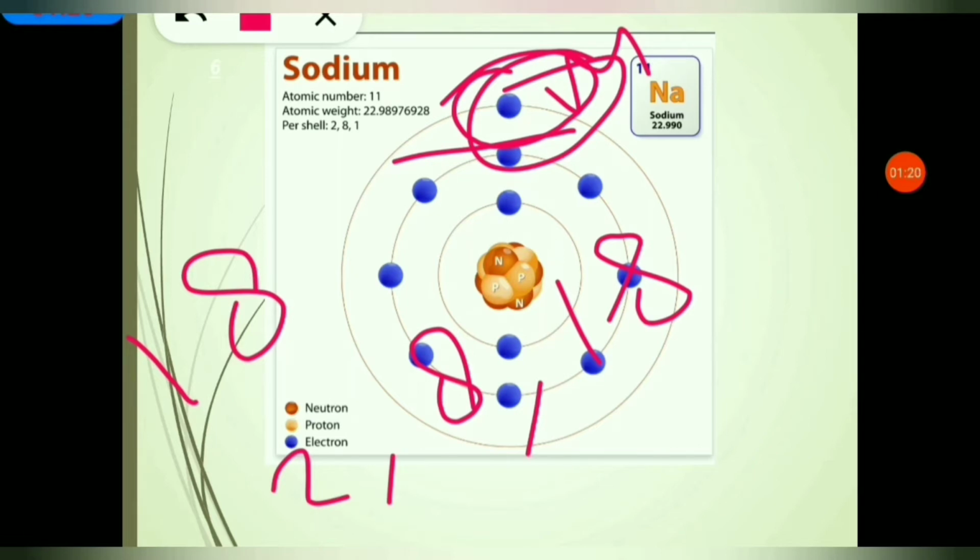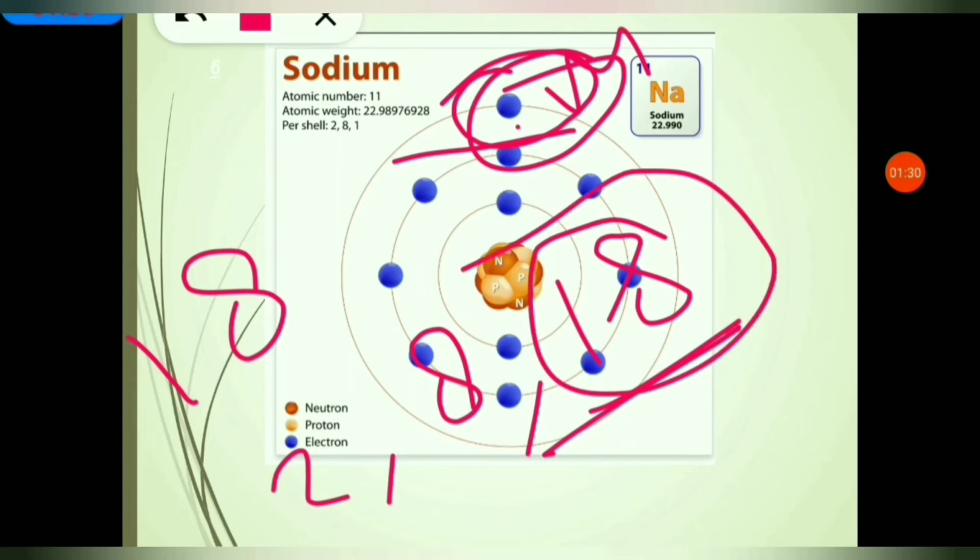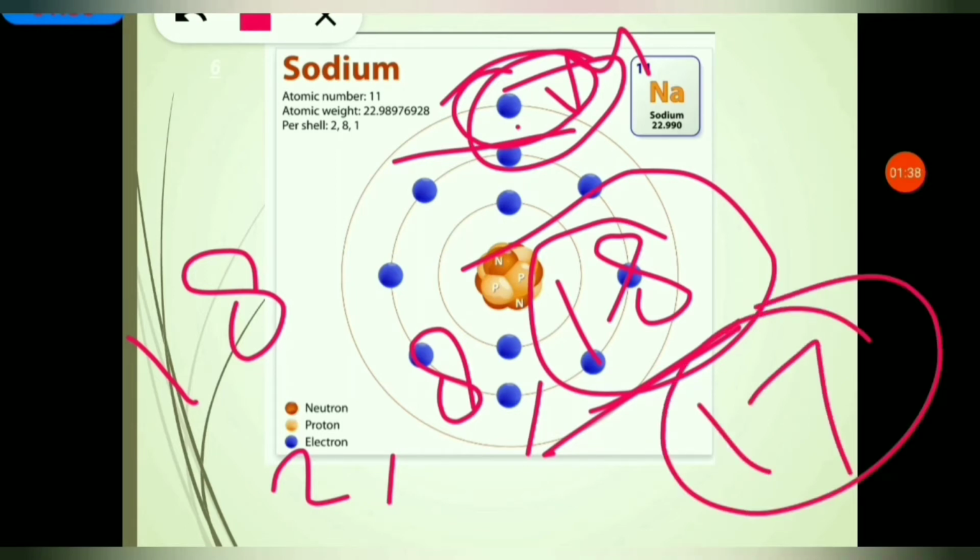Now the third shell of sodium is the M shell. Here there is only one electron, but the capacity of the third shell is 18 electrons. Now only one shell is there to complete. It needs 17 electrons. Who will donate 17 electrons to the sodium atom? Technically it is not possible.